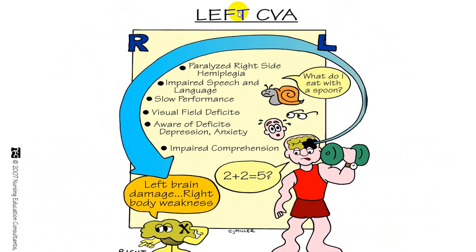So they always say that left side cerebrovascular stroke can produce right side hemiplegia, impaired speech disturbances, particularly in the form of aphasia, slow performance, homonymous hemianopia, and that will be, when the left cerebral hemisphere is damaged, right side homonymous hemianopia. The person will have depression, anxiety, and also will have acalculia, agraphia, etc.